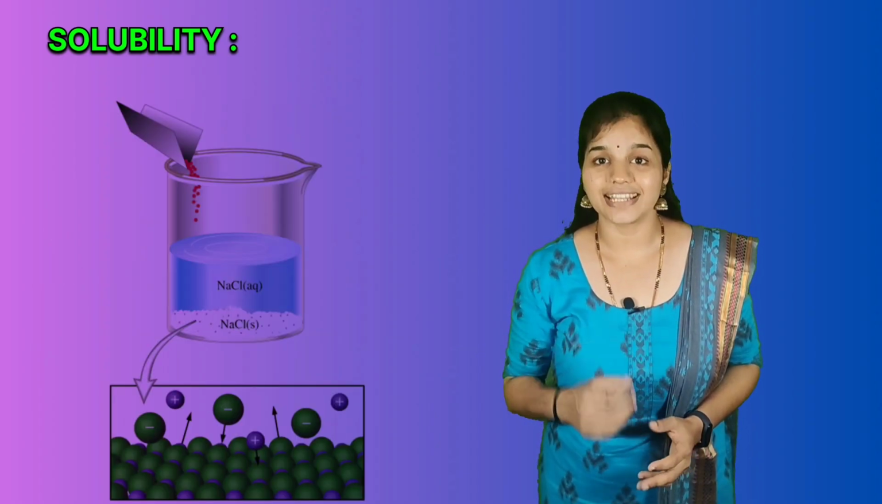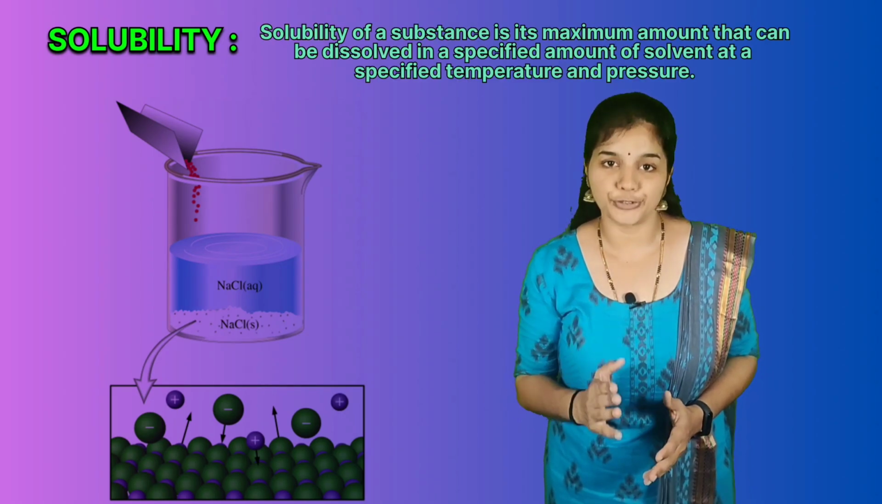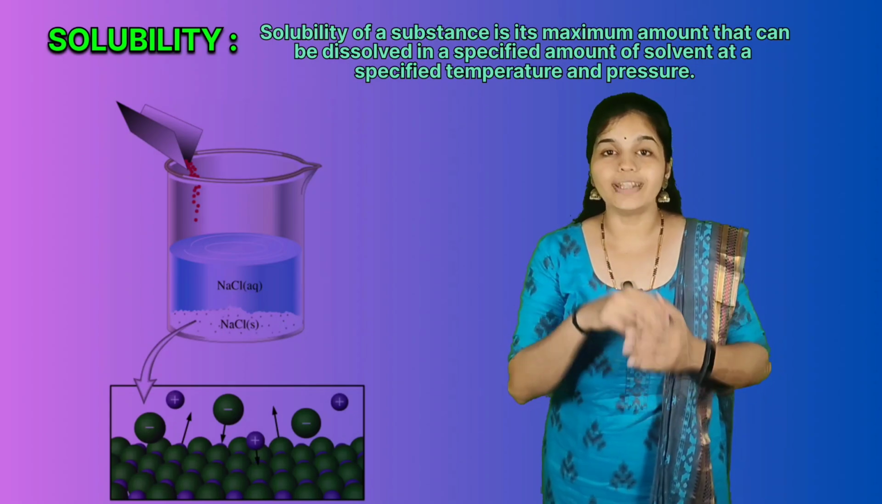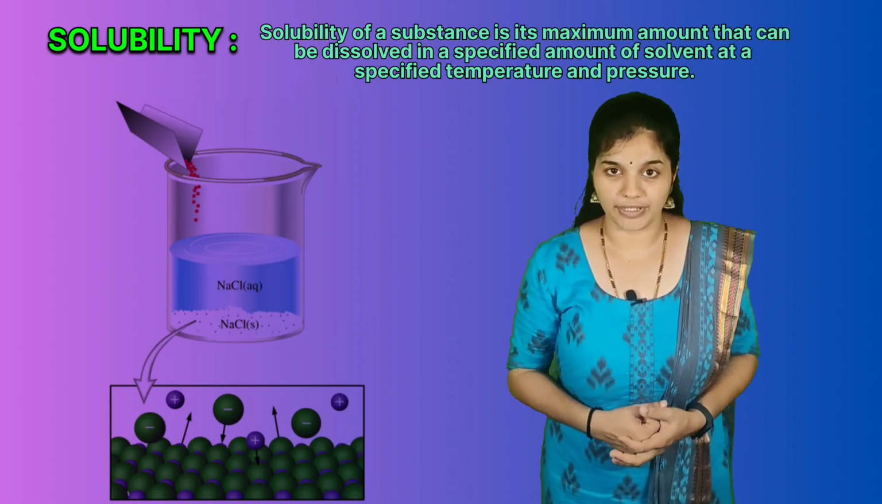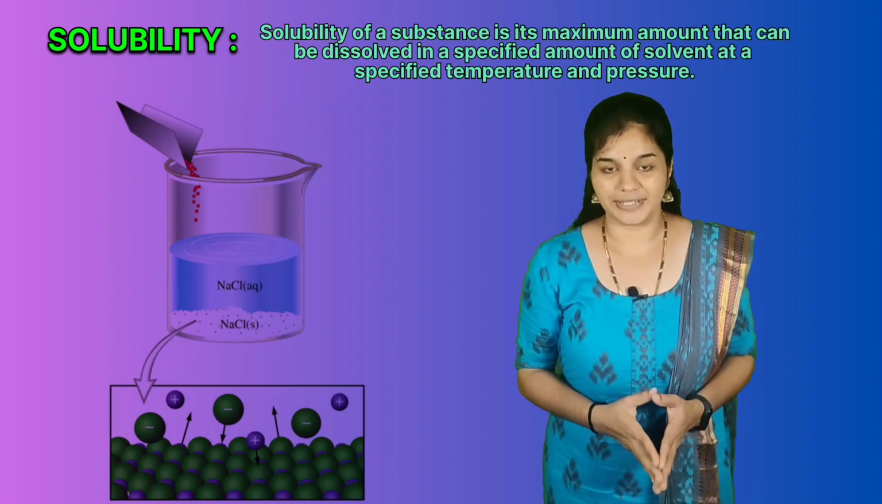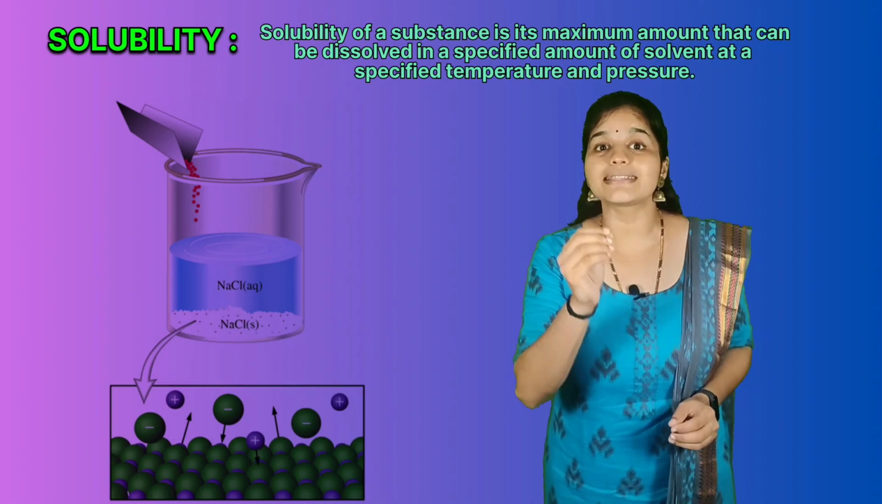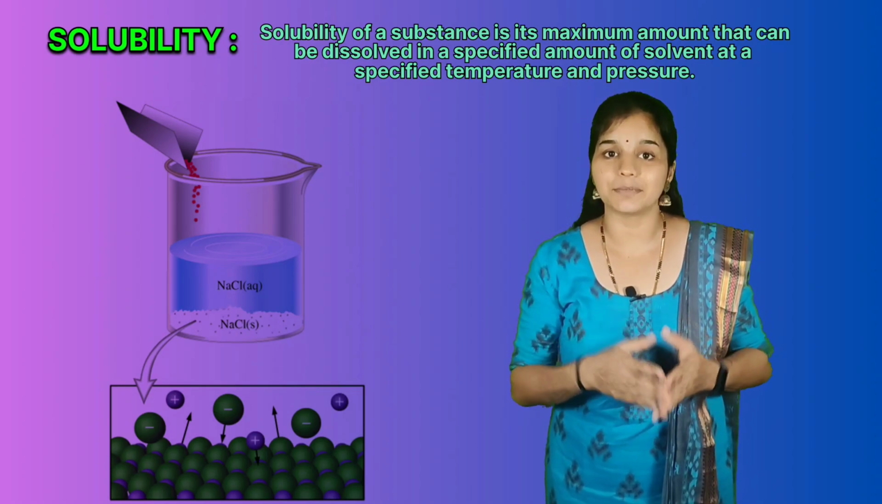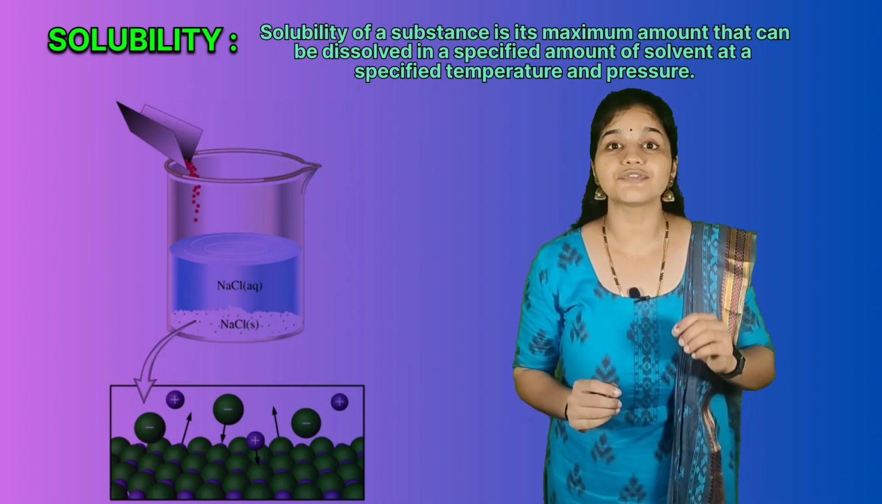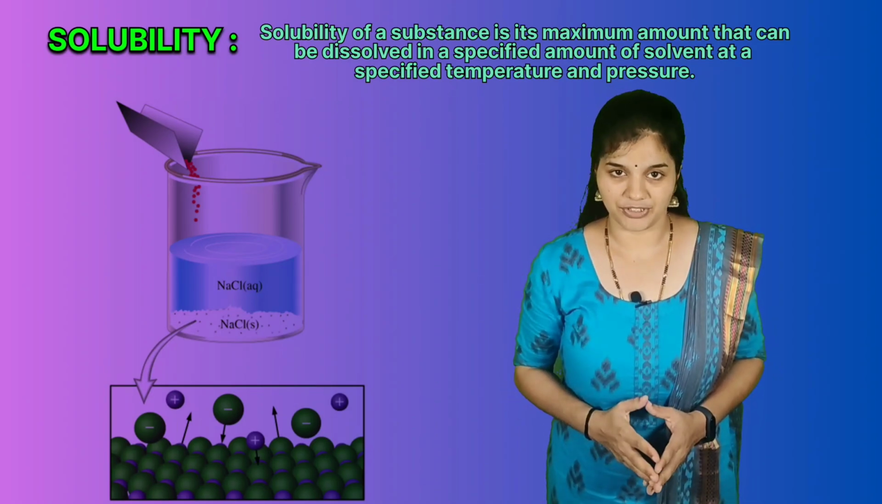From this, we can tell that there is a certain specific amount of solute that can be dissolved in a specific amount of solvent. And this is what we term as solubility. So solubility of a substance is its maximum amount that can be dissolved in a specified amount of solvent at a specified temperature.